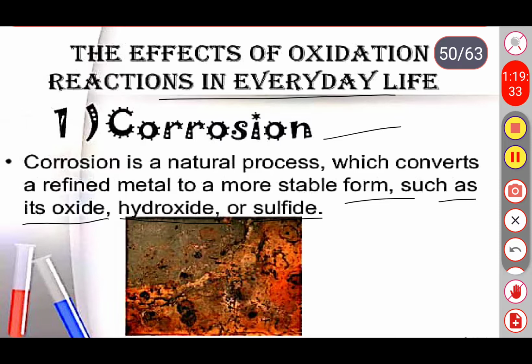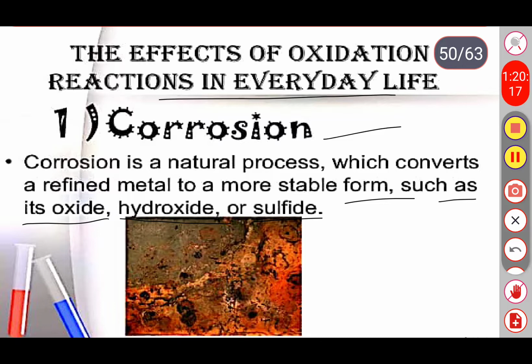Quite often when we open the bonnet of a car, after a long time we find a deposit around the terminals of the battery. This is because of the corrosion of the terminals. We usually observe a black coating on the surfaces of silver or green layers on the surfaces of copper, which are examples of corrosion. In the case of iron, corrosion is called rusting.